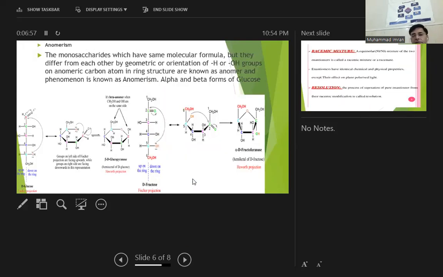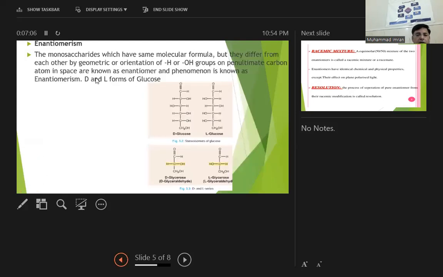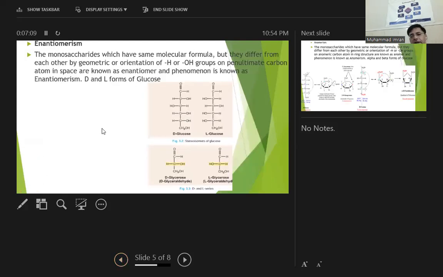Then enantiomerism is only studied in the ring structure. In enantiomerism, we have a racemic mixture. If we have 50% D form and 50% L form of a monosaccharide in a solution, this is known as racemic mixture. So a racemic mixture has 50% D form and 50% L form.